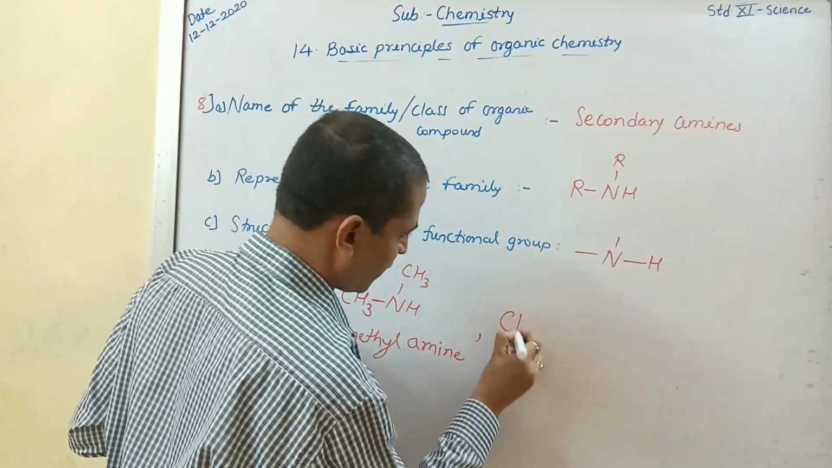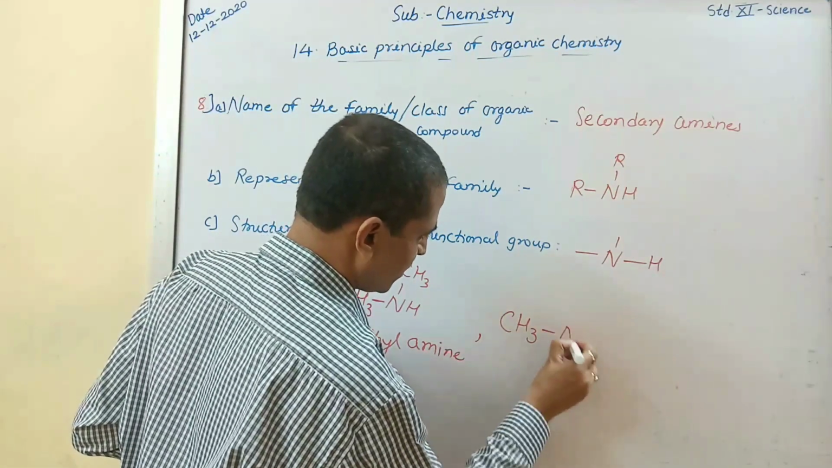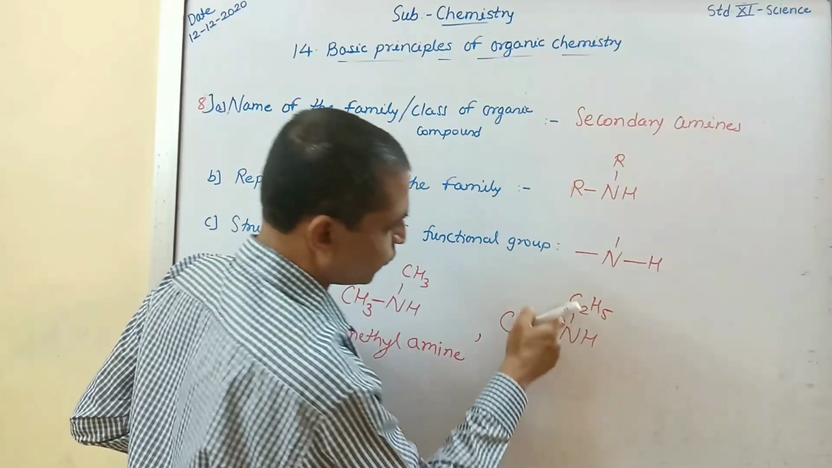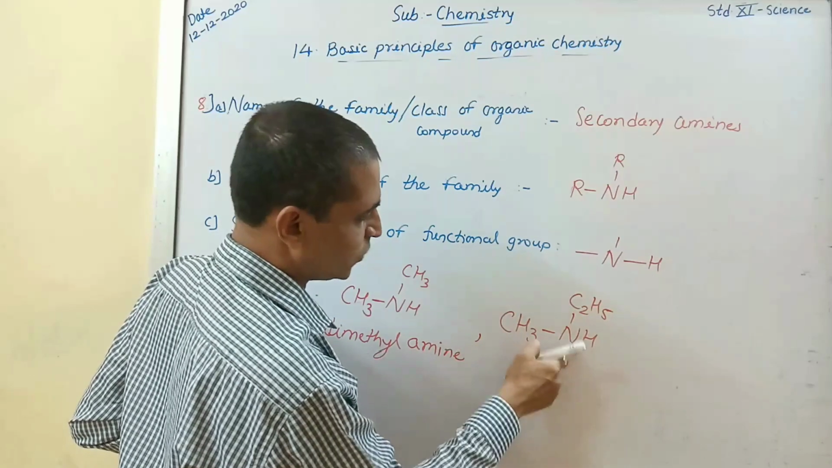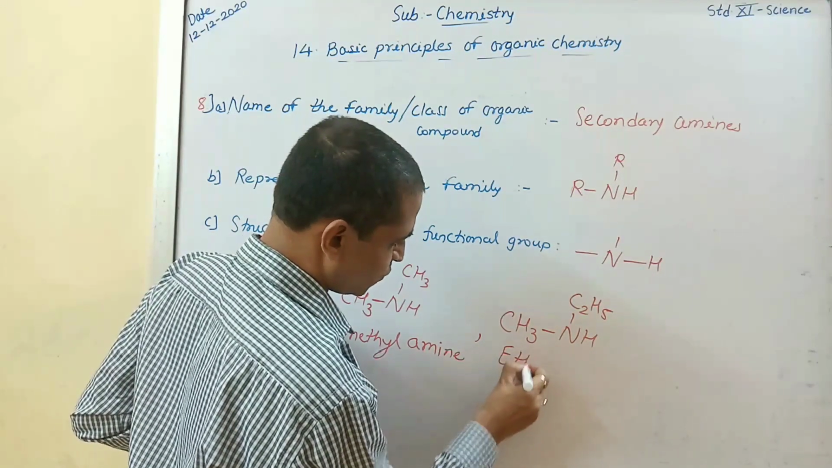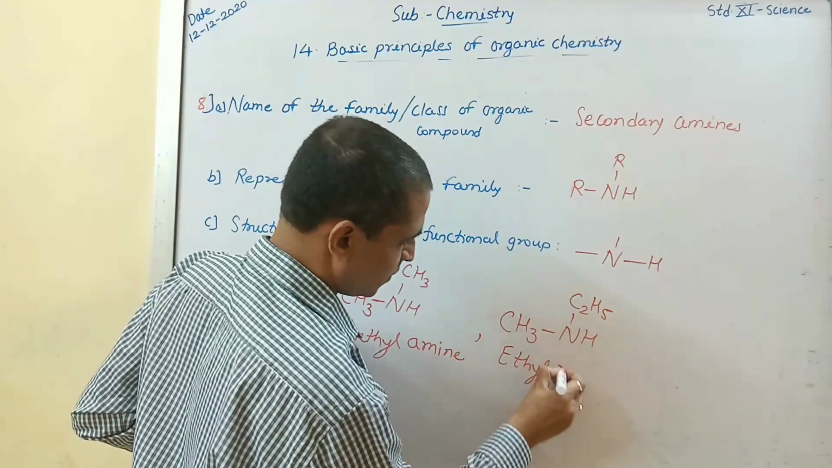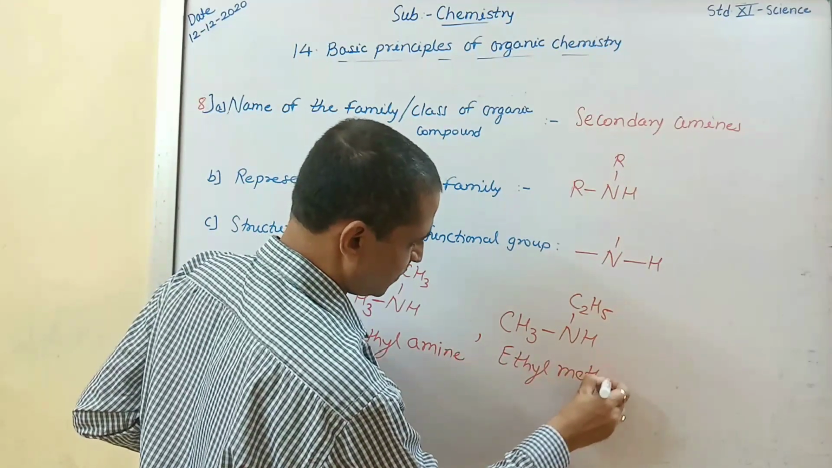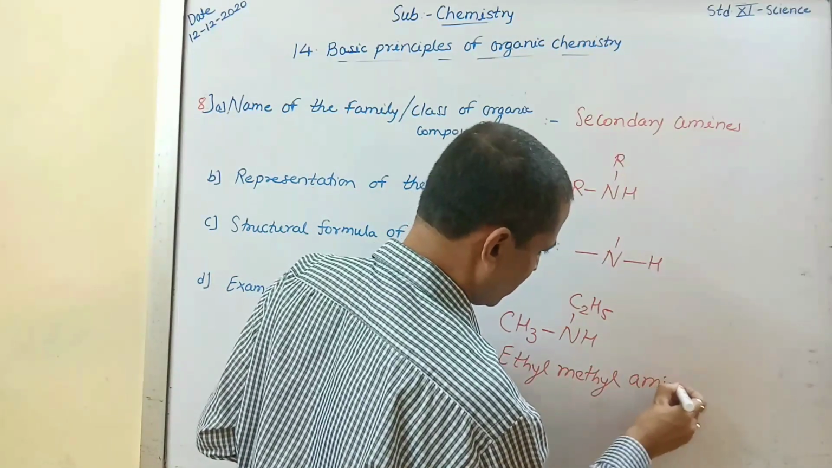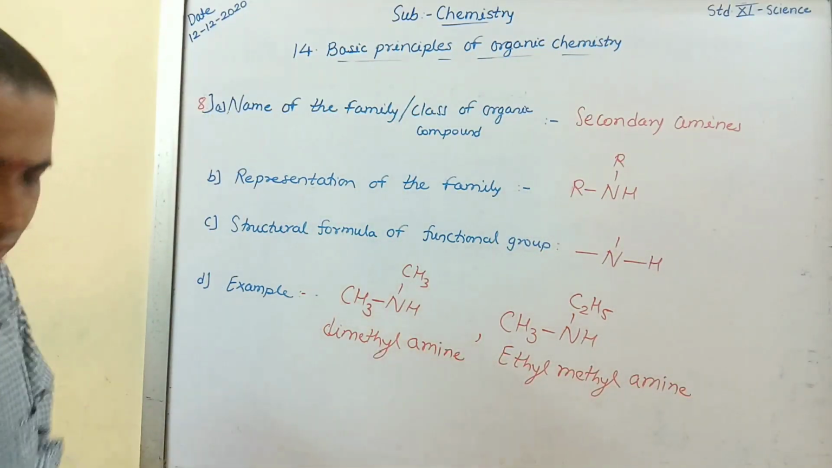Or if I have CH3NH, here we have C2H5. So we have to follow, see, there are two alkyl groups attached to NH, so we have to follow alphabetical order. So E comes first, so ethyl, methyl. M comes later, ethyl methyl, and ethyl methyl amine. This is the name of the compound.